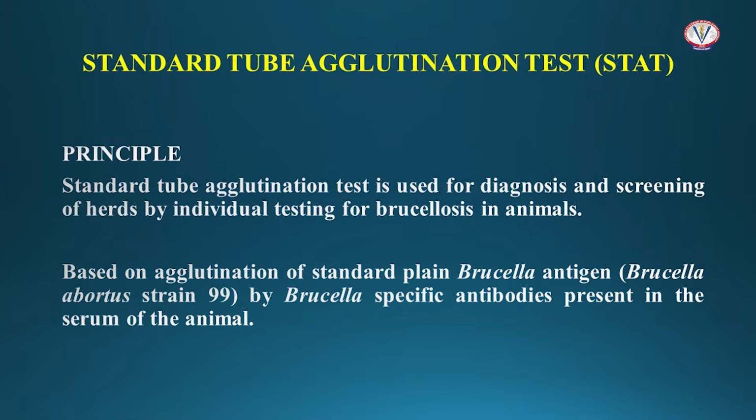Standard tube agglutination test, in short known as STAT. STAT is a quantitative test used for diagnosis of brucellosis, where the titer of antibody can be measured, whereas RBPT is a qualitative test. Principle of the test: standard tube agglutination test is used for diagnosis and screening of herds by individual testing for brucellosis in animals. The test is based on agglutination of standard plain Brucella antigen, that is Brucella abortus strain 99, by Brucella specific antibodies present in the serum of the animal.